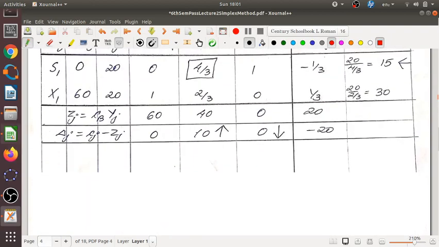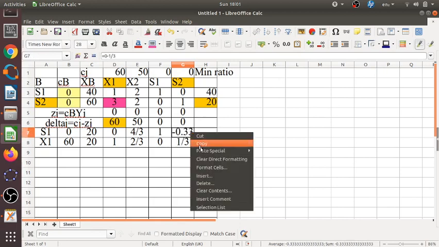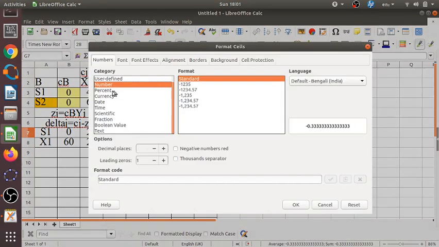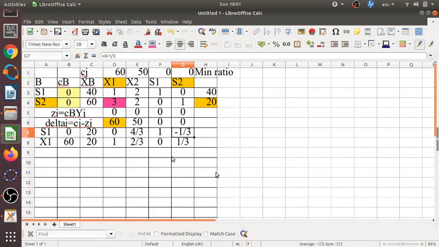In the next step, it's 4 by 3, then it is 1 minus 0, and this is equal to 0 minus 1 by 3. So it's minus 0.33. We'll write it in fractions. The number is written in fraction. So this is this step. Next we will again compute what is Zj and what is delta j.